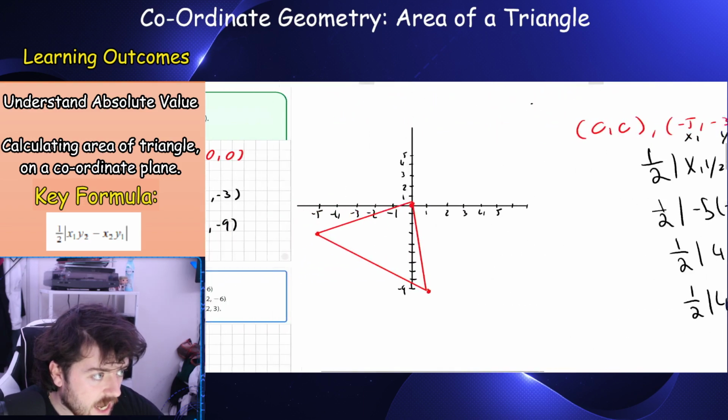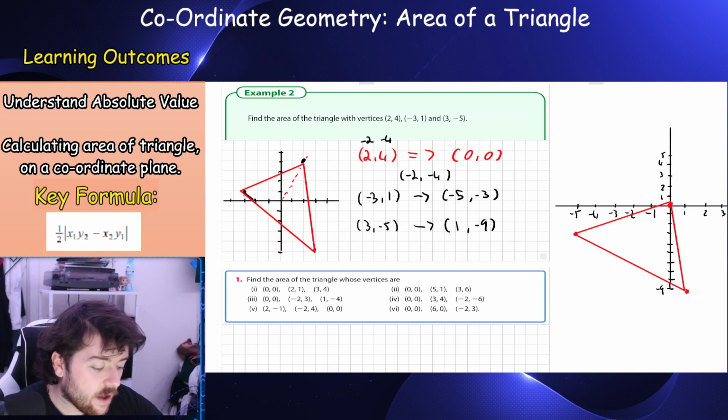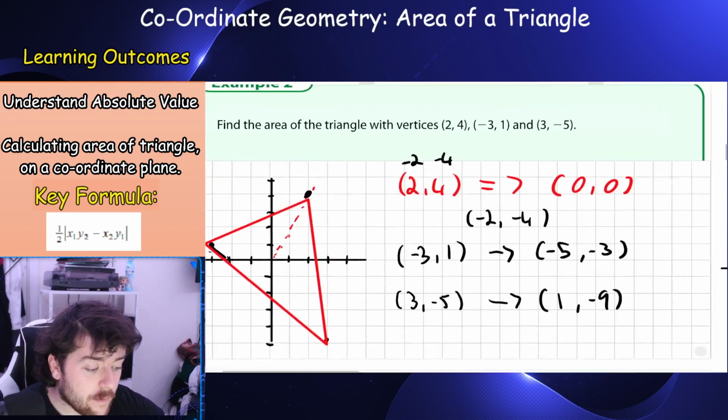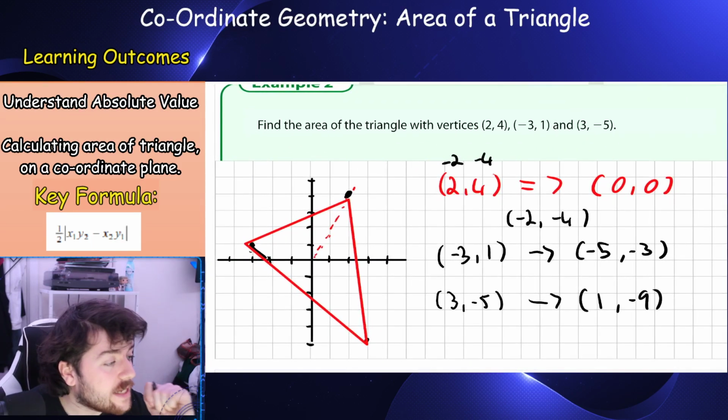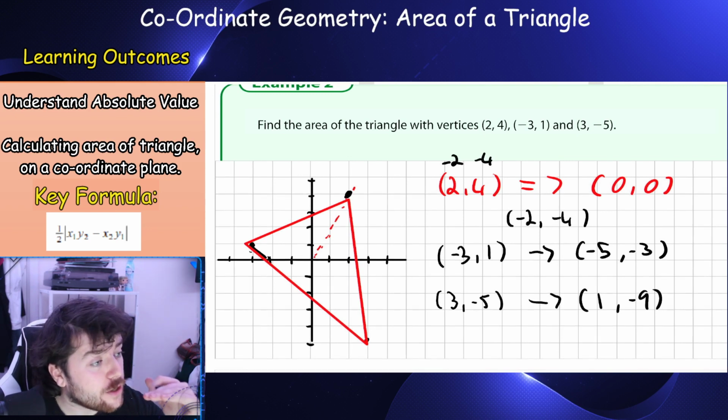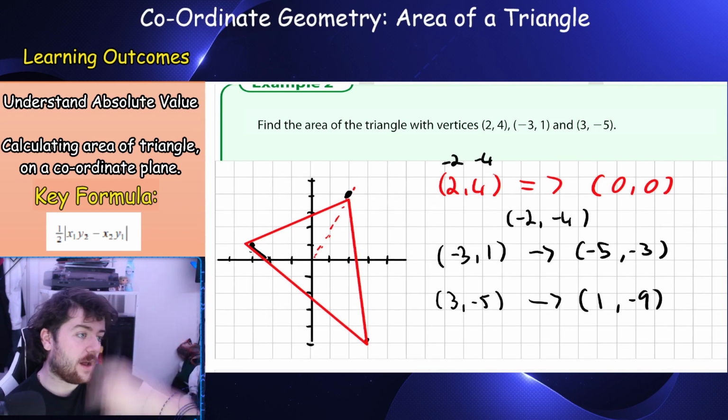And that's how you calculate the area of a triangle in coordinate geometry. I hope this was of some use to you guys. Just remember, if you do not have a point at the origin 0, 0, you have to move one point to 0, 0, record the transformation, apply that transformation to the other points, and then you can use the formula.